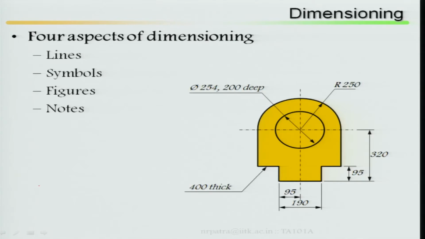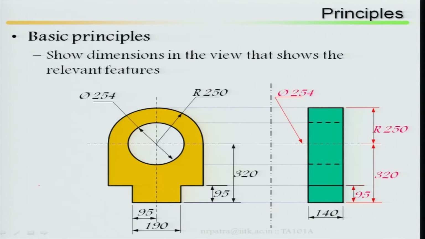There are 4 aspects of dimensioning. In this object, first is lines, second is symbols, third is figures, fourth is notes. Lines, symbols, figures and notes. Now the basic principle: show dimensions in the view that shows the relevant features. If you look here, I am showing the distance from here to here and the total distance, the height from here to here and from here to the center point, and what is the radius of this curved surface or the circle.